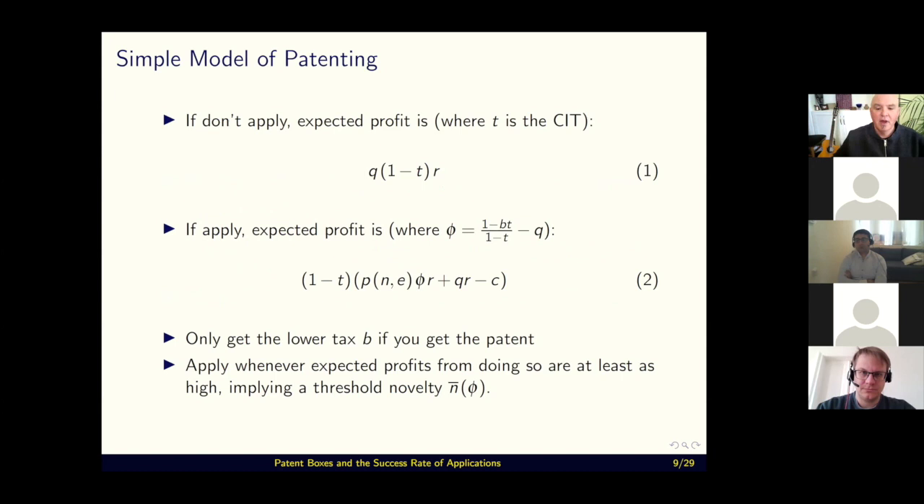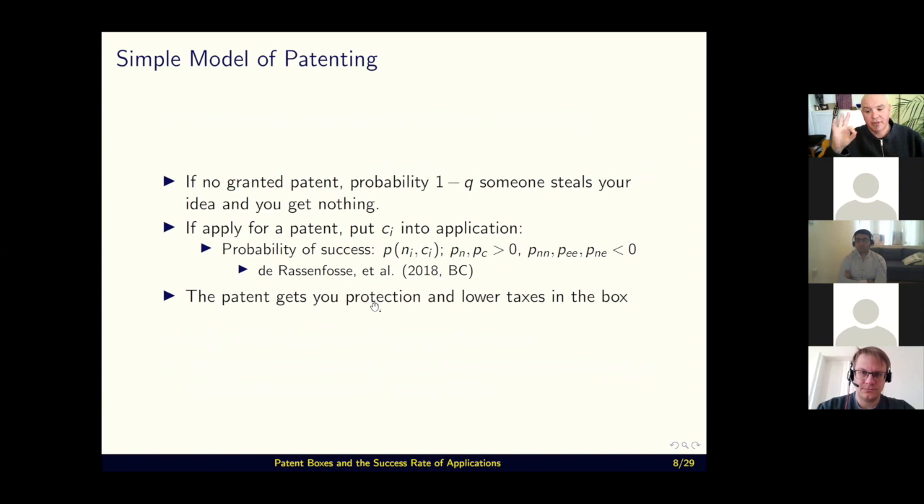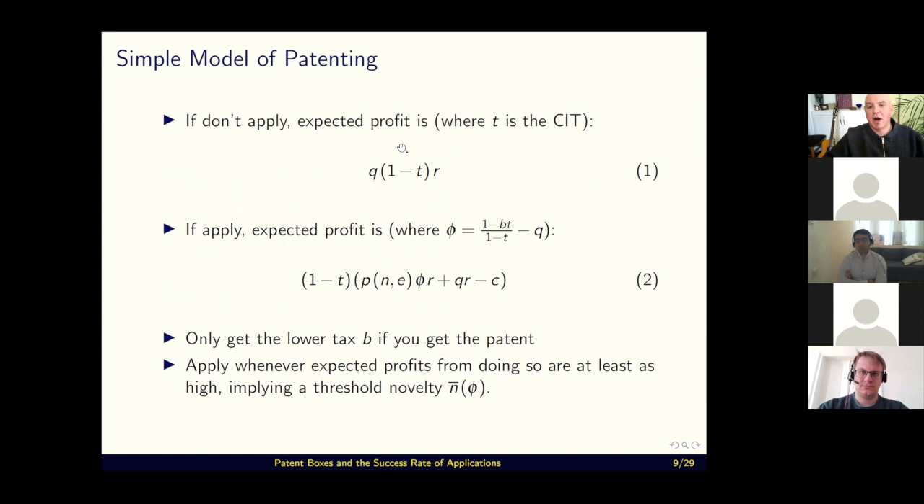Oh, and the key thing here is the patent box not only gets you protection, no one can steal your ideas, but you also get a lower tax rate if your application is granted. And so those are the two things that the patent does for you. So if you don't apply, this is the expected profit of an idea.